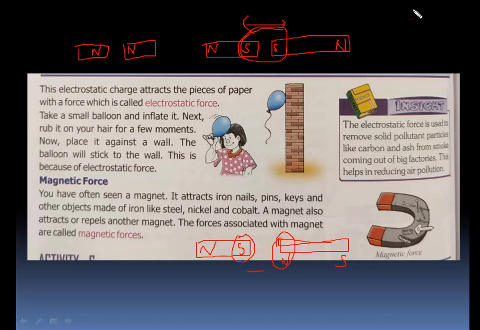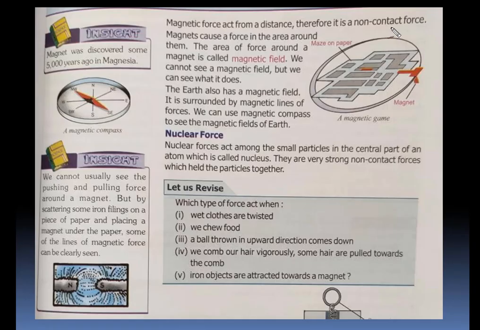So this force associated with magnets is called magnetic force. Now remember one thing, if we have two magnets, then they will attract and repel each other depending upon the position of their poles. If you take one magnet and another one, maybe an iron nail or steel or nickel or cobalt, they will attract each other.